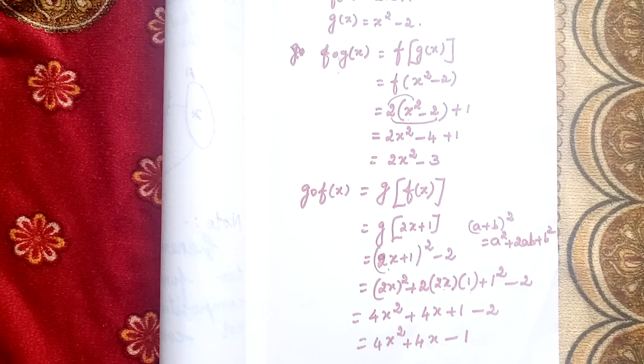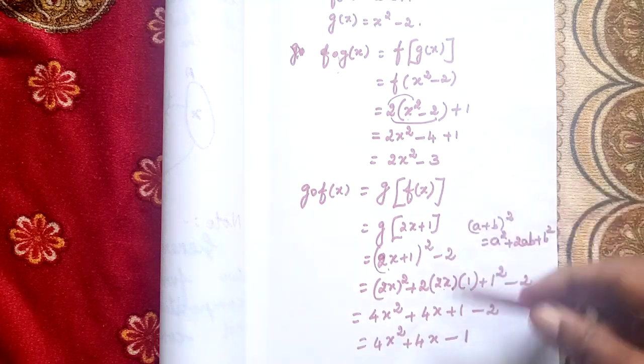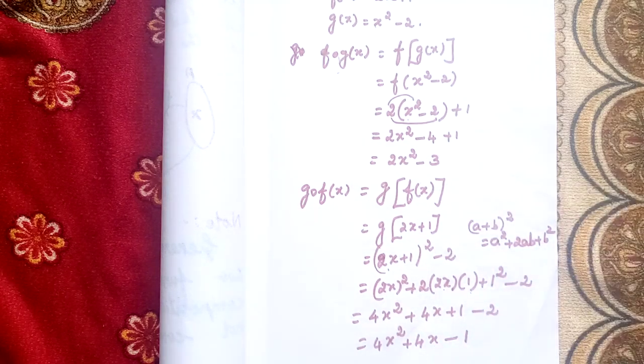Have you all understood this? Here, whether F composite G and G composite F are equal, it is not equal. Before itself I have explained in the note. Generally F composite G is not equal to G composite F. Have you all understood this? Any doubt in here? Okay.